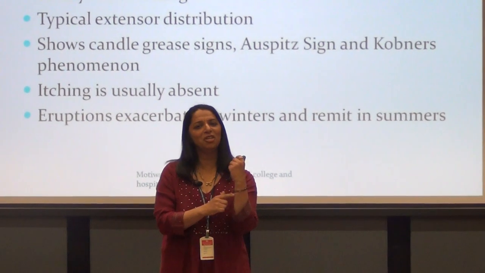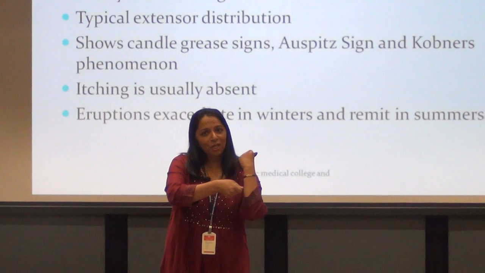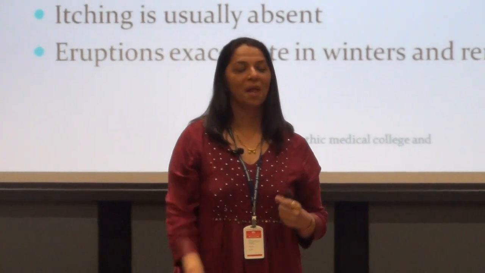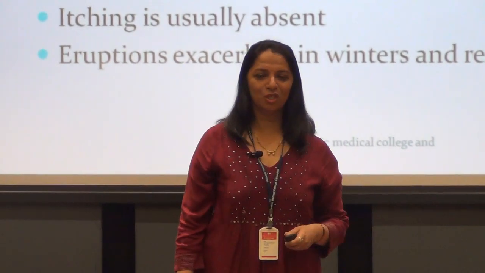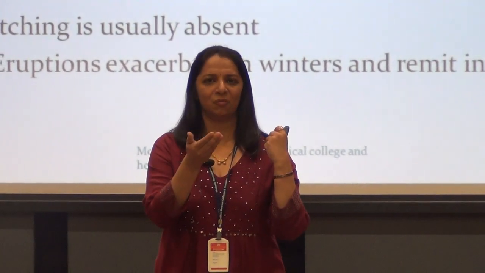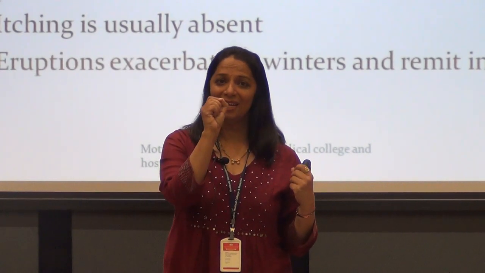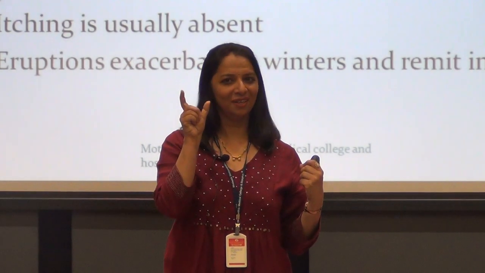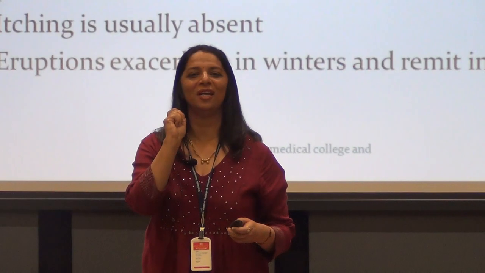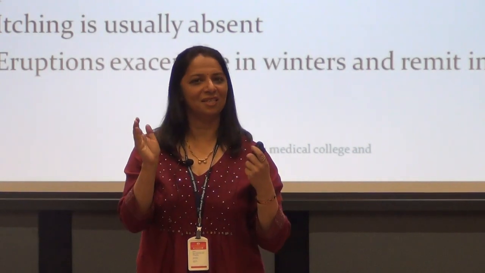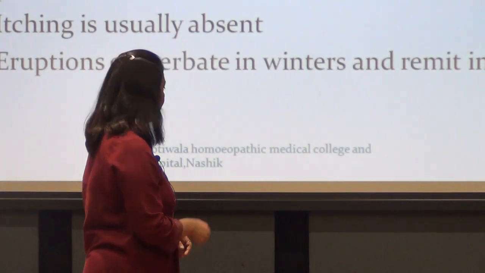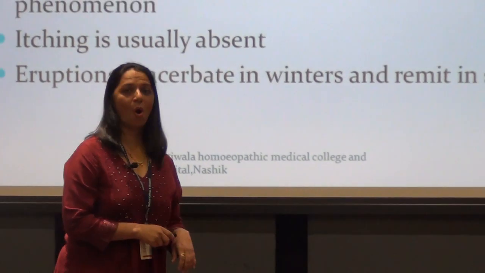The same thing happens with a lesion. If you take the scalpel and if you try to erode the lesion, you will see that like candle grease, flaking will take place. Since this resembles candle grease, the sign is called the candle grease sign. Once you have removed all the flakes, now because capillaries are dilated, they will rupture. Since they rupture, you will see small pinpoint hemorrhagic points. Once you have removed all the scales, this sign is called the Auspitz sign. I repeat, it is called the Auspitz sign.